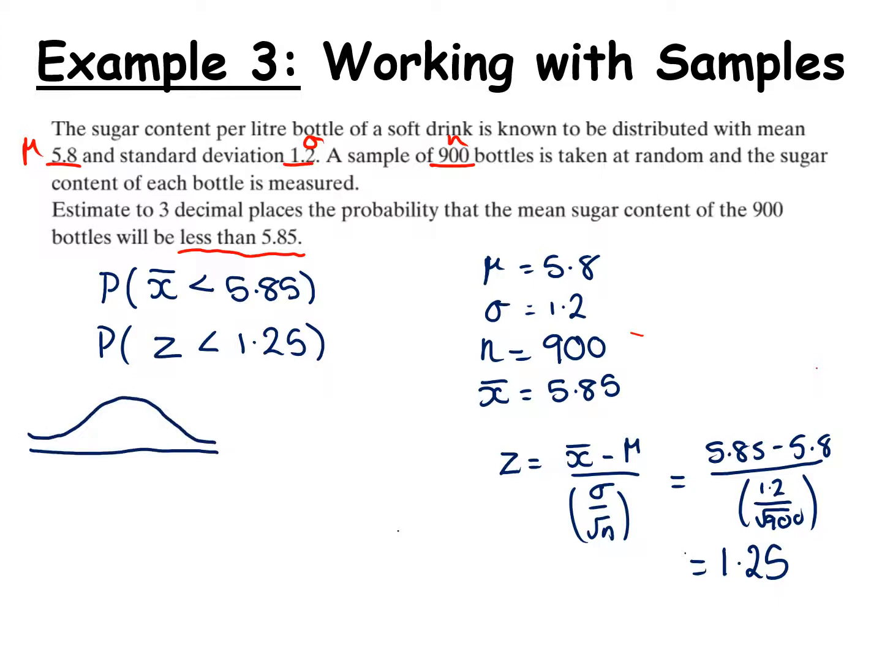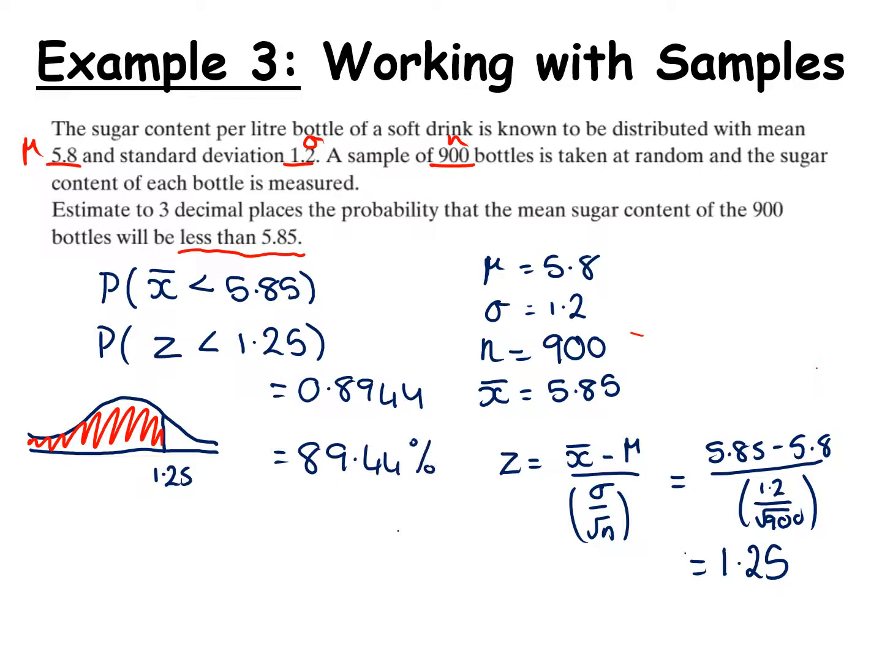I'm just going to sketch it out anyway. Here's 1.25 and we're trying to find out that it is less than. So we're looking all the way here to the left. So we can simply look up 1.25 in our log tables. So we should get 0.8944. So this equals 0.8944. So I would write that as 89.44%.